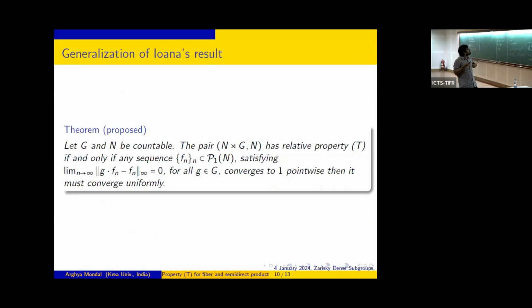So here is a proposed generalization of Iona's result. It says that, again, let's look at countable groups, and we would like to characterize relative property T of a semidirect product. And again, we do it in terms of sequences of functions of positive type on N. And again, we have this almost invariance condition. So we look at almost invariant functions of positive type, and if it converges to the constant function 1 pointwise, then it must converge to it uniformly.